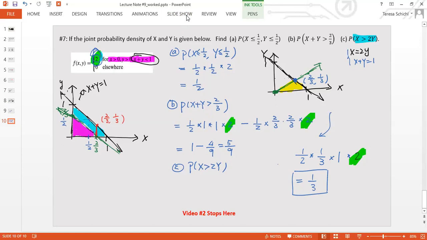In our next video, we're going to talk about the conditional distribution. Because we have two variables, just like we talked about independence, we can see what the conditional distributions are.